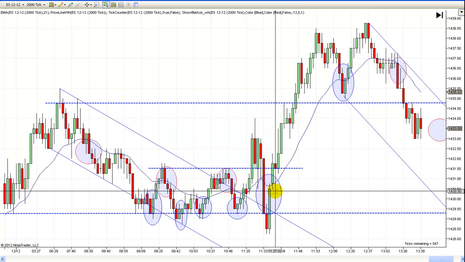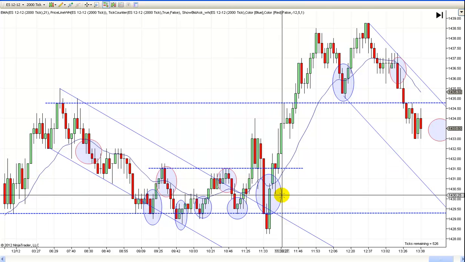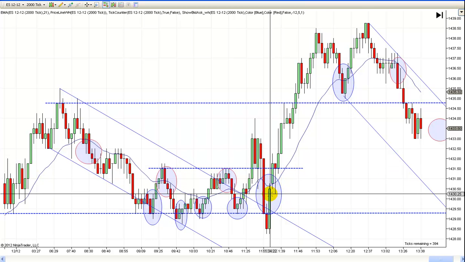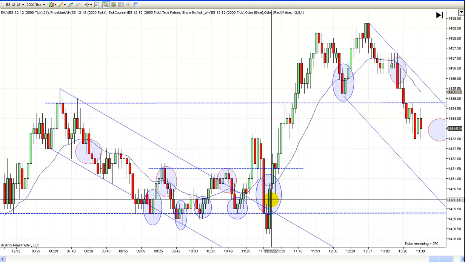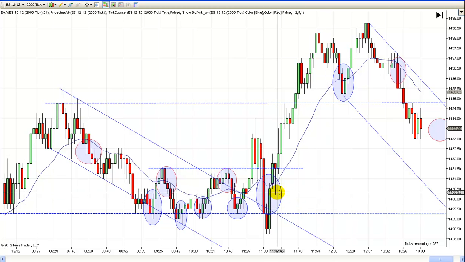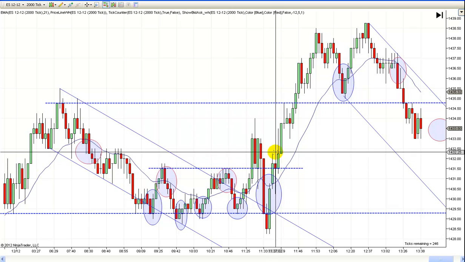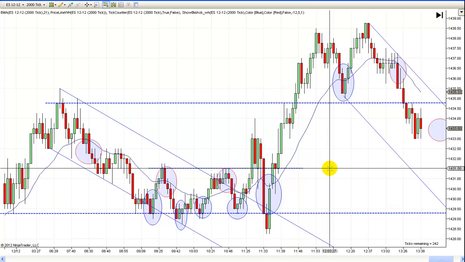So yep, they didn't get a runner here. They came back, and you see they actually got back on in here. They didn't get these down here though. Notice that. And you might have considered entering right there, but that's not a good setup.